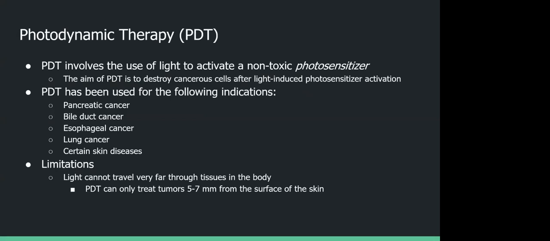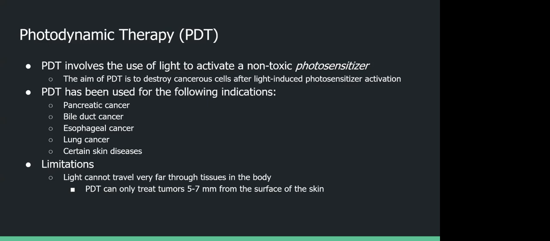So before delving into sonodynamic therapy, I wanted to talk about photodynamic therapy since it's a more established procedure and SDT is derived from it. PDT involves the use of light and a non-toxic photosensitizer to destroy cancerous cells. When the light and the non-toxic photosensitizer are combined, they produce cytotoxic effects to kill those cancerous cells.